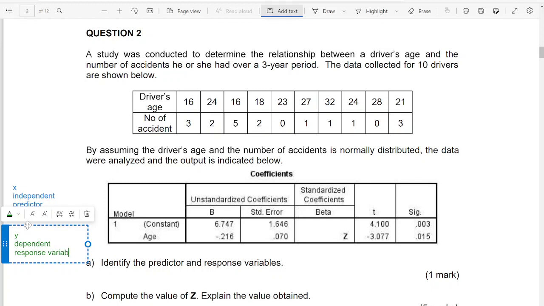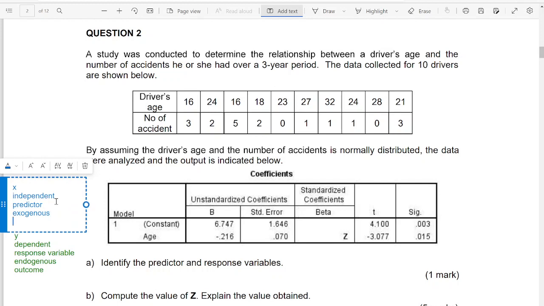Sorry, I mixed up the response and the predictor. The response variable, or sometimes also called the endogenous, or sometimes also called the outcome variables. For X, there is also another name called the input variable, so input variable and outcome variable.